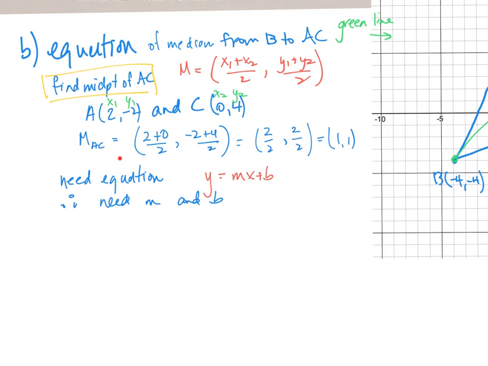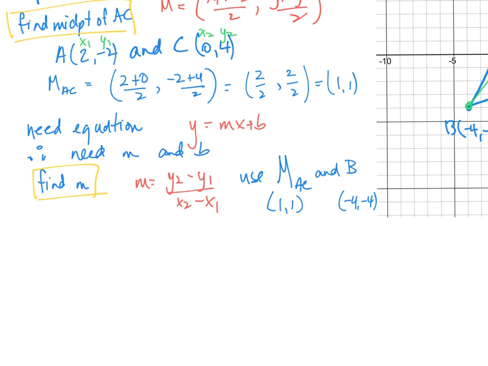Okay, we need to find the equation of that green line. We need to get it in the form y equals mx plus b. We can find m and find b, and then we'll have the equation. To find the slope, we'll use the slope formula using the midpoint and B.